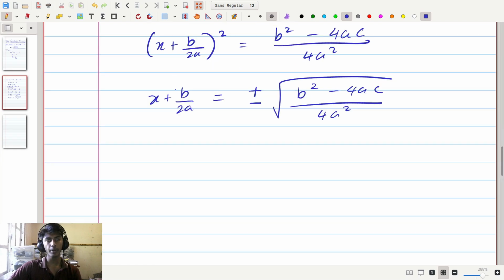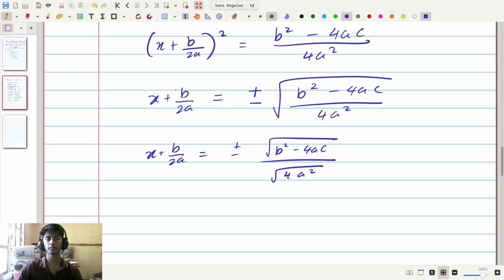Now, the next thing we're going to do is apply a principle of square roots, where if you have the square root of one thing divided by another thing, it's the same thing as the square root of the top part divided by the square root of the bottom part. Therefore, what we have here is x plus b divided by 2a being equal to the positive or negative square root of b squared minus 4ac divided by the square root of 4a squared.